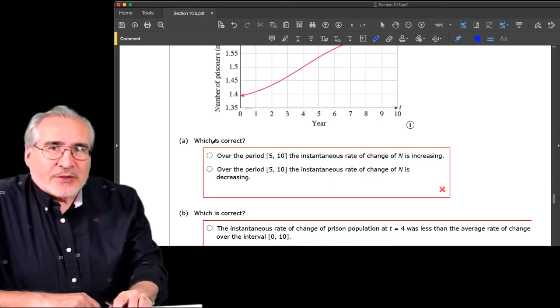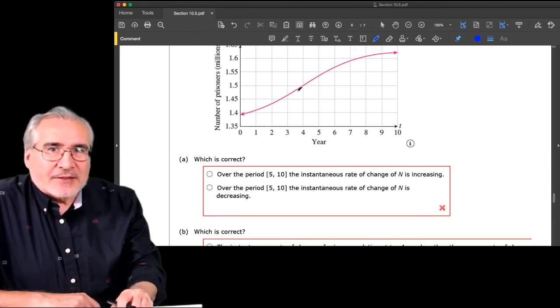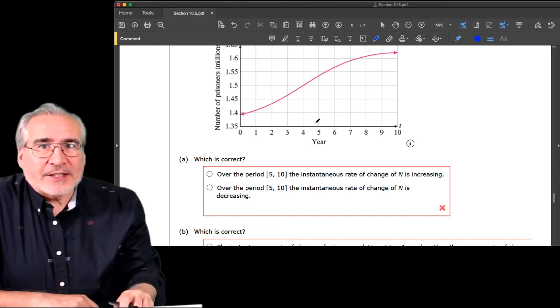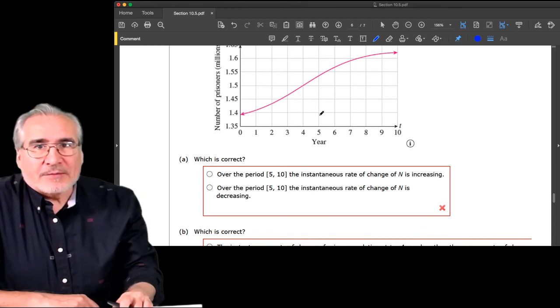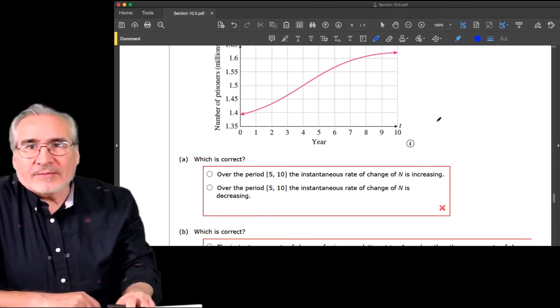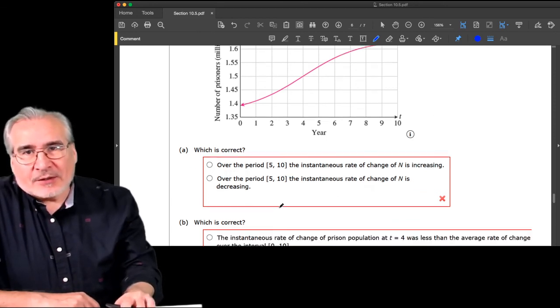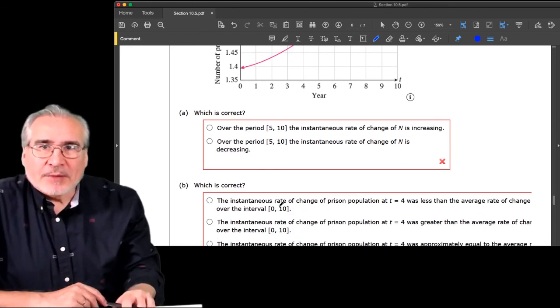Okay. So again, you can see over which time periods in this curve it's increasing everywhere. It's actually more steeply increasing here. So over the period 5 to 10, the instantaneous rate of change of n is increasing. Yeah, that's true. From 5 to 10, the instantaneous rate is always increasing. Now, actually, it starts to level off. It starts to slow down here. So it certainly isn't decreasing, but it's an increasing rate, but the rate itself slows down. It's increasing, but at a slower rate.